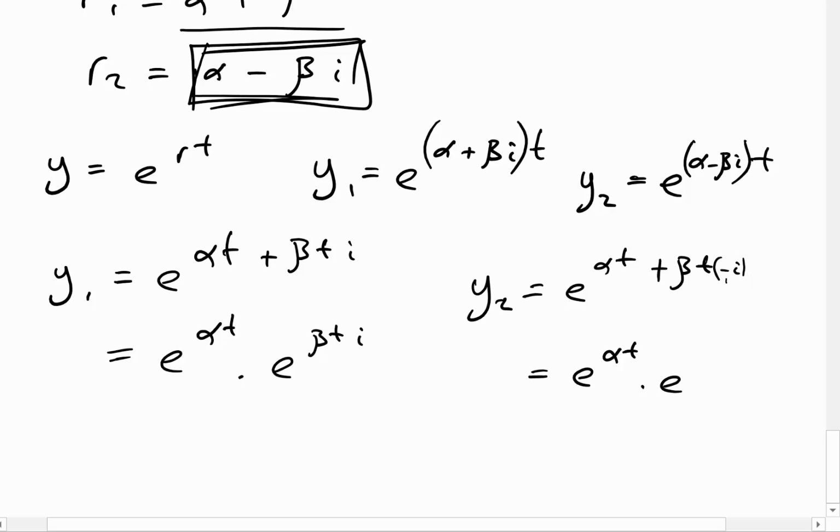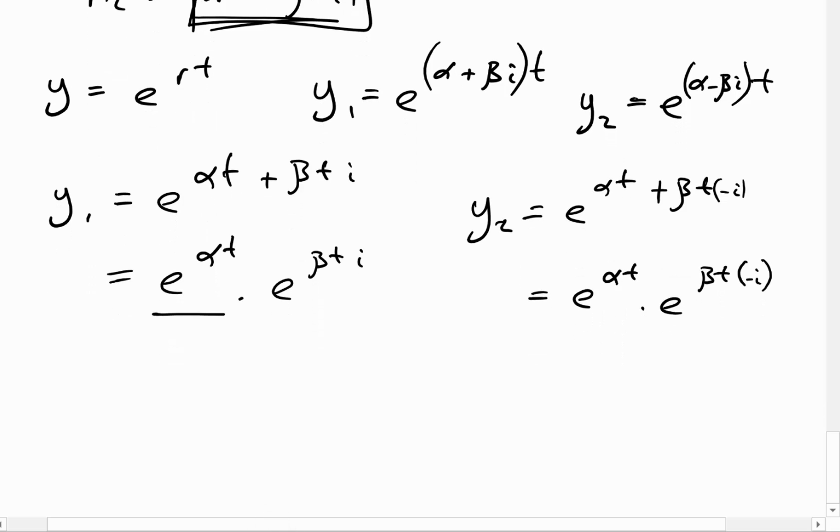But I've just put the minus times the i instead of where the plus is. So it's going to be e to the beta t times minus i. Okay. Now, can you remember Euler form? This is going to be a real number, by the way, because alpha and t are both going to be real numbers. So we're still going to get e to the alpha t. Okay.